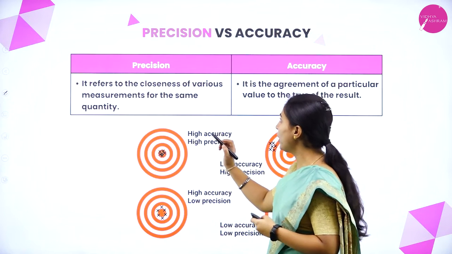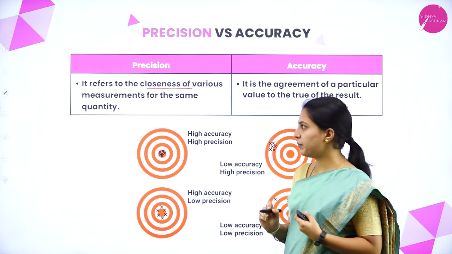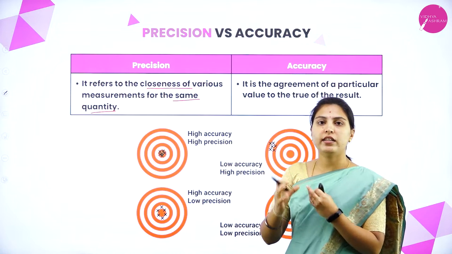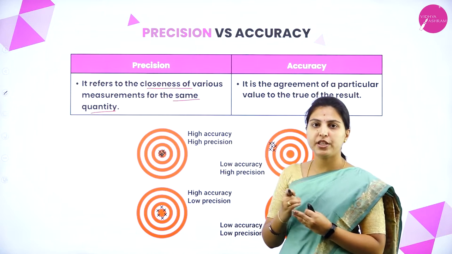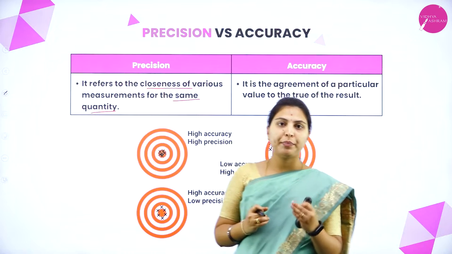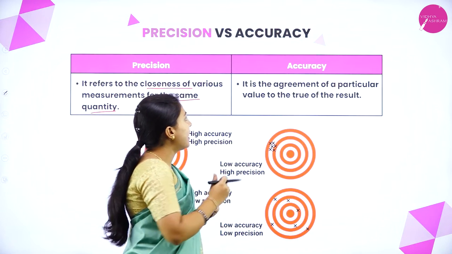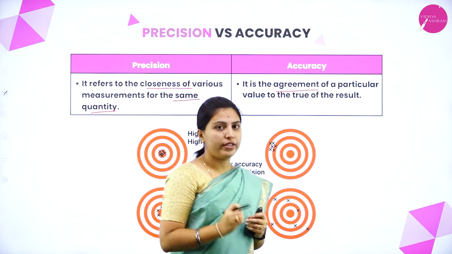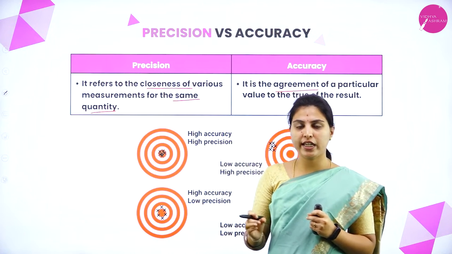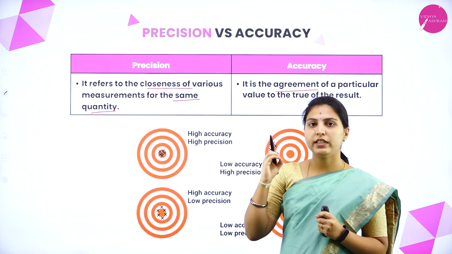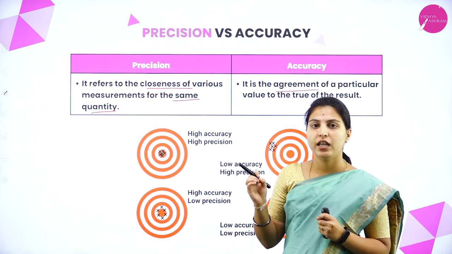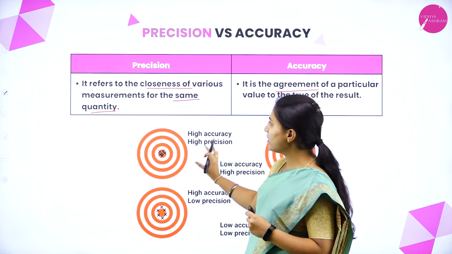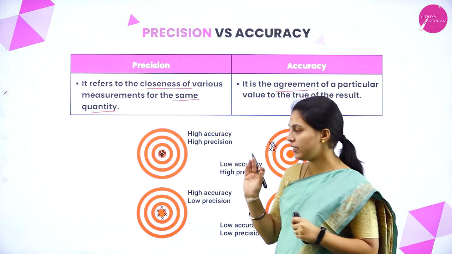Okay. Next, precision versus accuracy. Precision refers to the closeness of various measurements for the same quantity. For the same quantity, if the measurements are close to each other, that is known as precise. What is accuracy? It is the agreement of a particular value to the true result. If a true result is given, whatever value is near the true value is accurate. The overall closeness of various measurements is called precise.